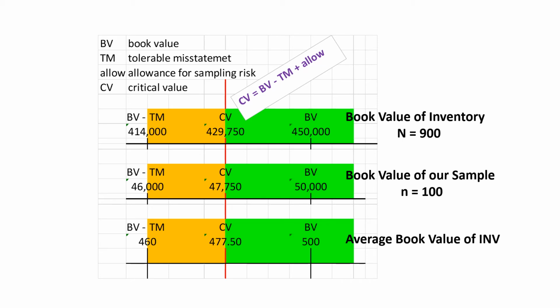So down here at the very top line again, my book value is 450,000, tolerable misstatement's 414, but if the evidence shows that my best estimate is that the true value is 416,000, that's not good enough because I have to add an allowance for sampling risk. Okay.